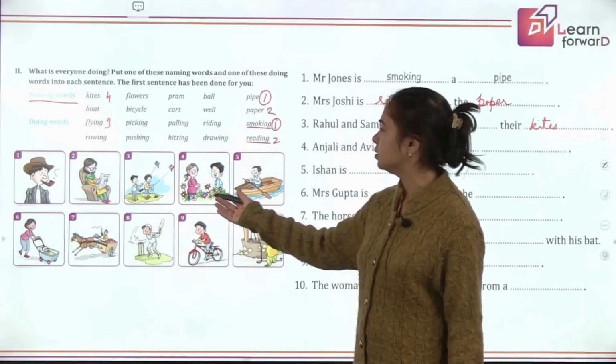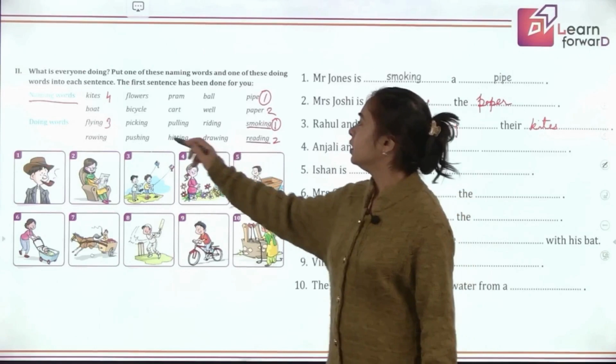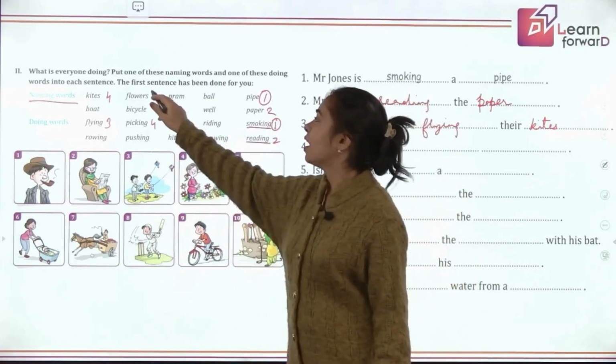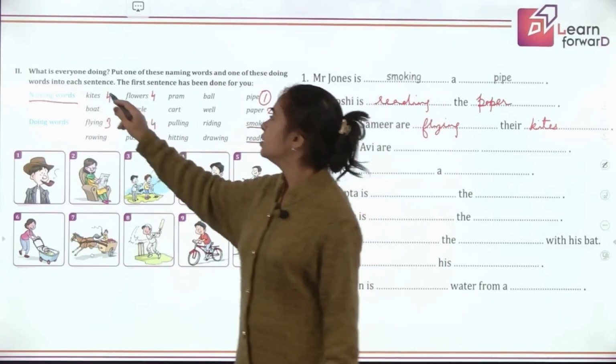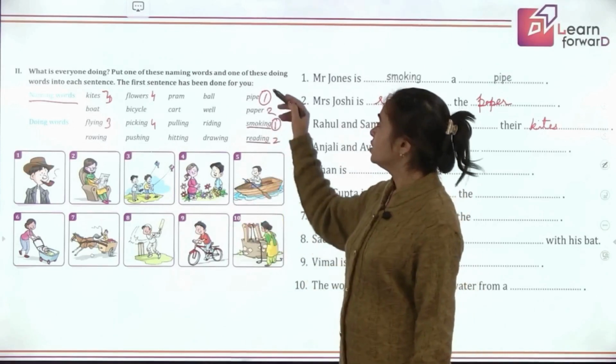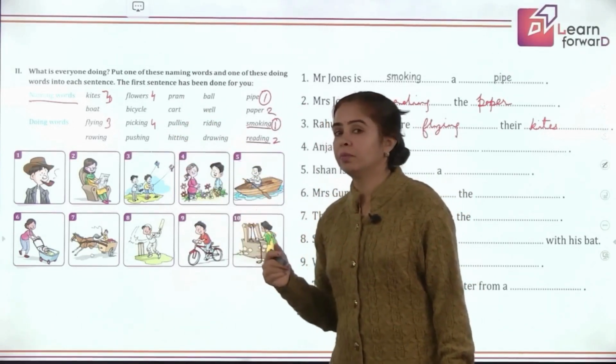What are these children doing? Anjali and Ravi are, what are they doing? They are picking. What are they picking? They are picking the flowers. So, that way you can complete. This is not number 4, this is number 3, sorry. So, we are just making the pairs for each sentence like this and we are completing.